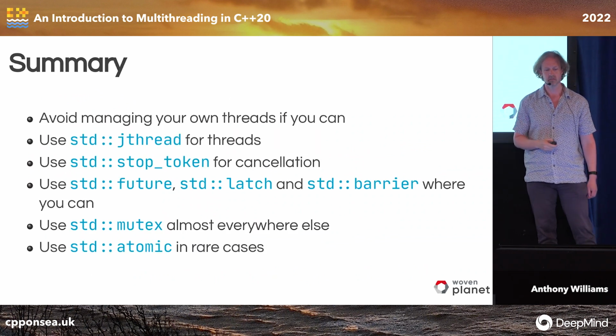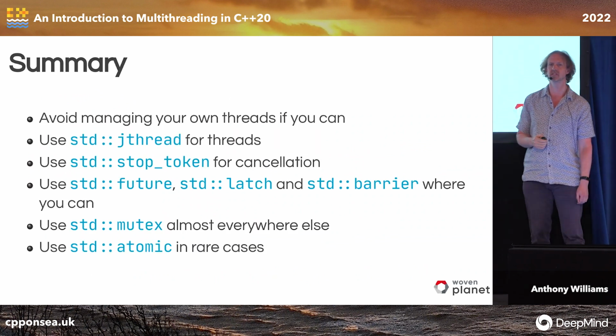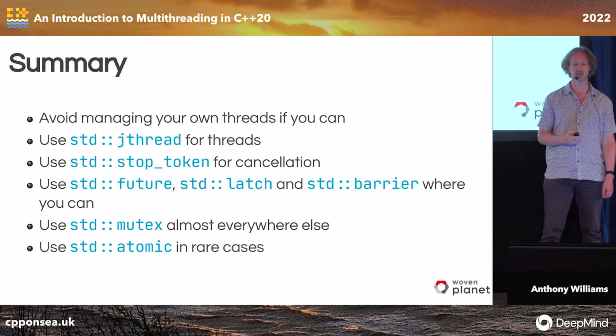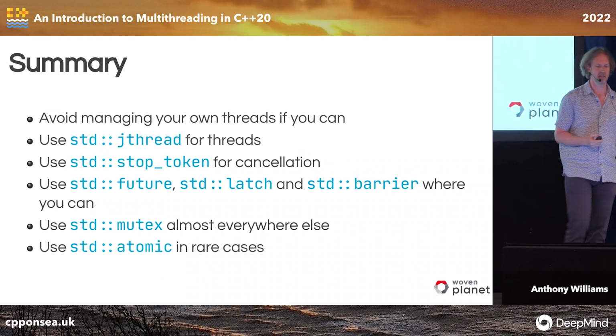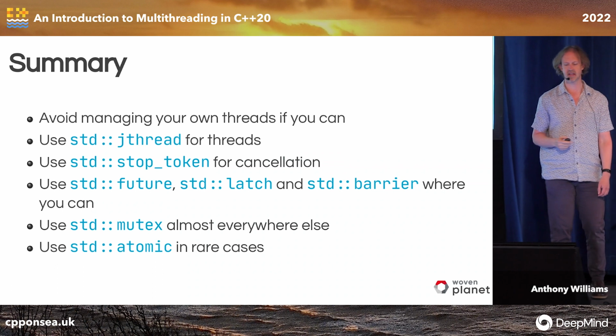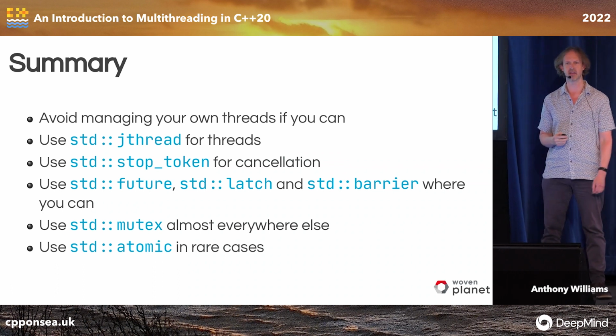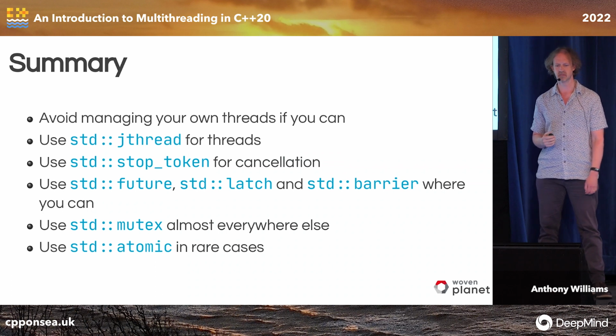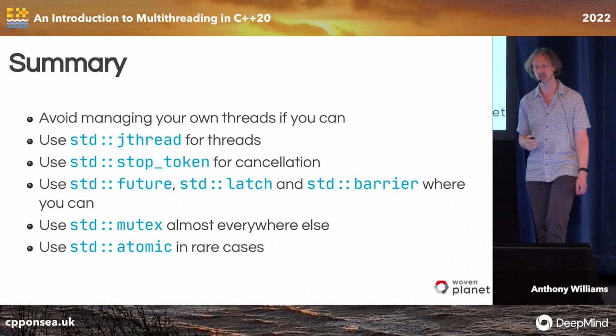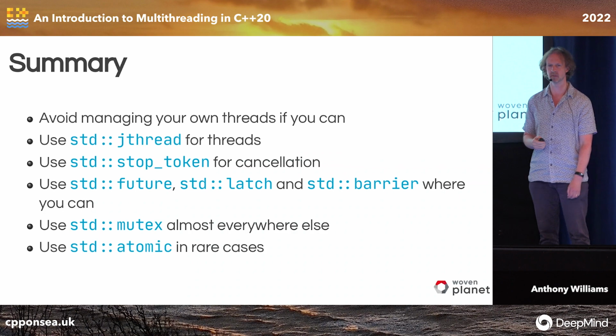So in summary, avoid managing your own threads if you can. Use parallel algorithms and thread pools. Use jthread. Use stop token for cancellation. Use futures, latches, and barriers if you can. They are better than using mutexes. If you must, use a mutex. And if you really, really must, use an atomic, but try not to.